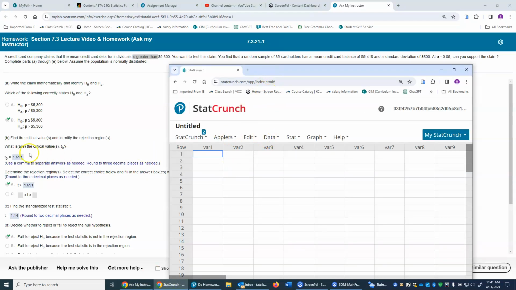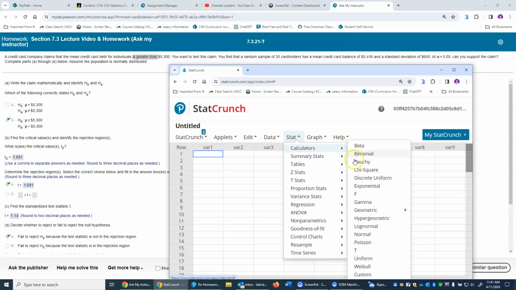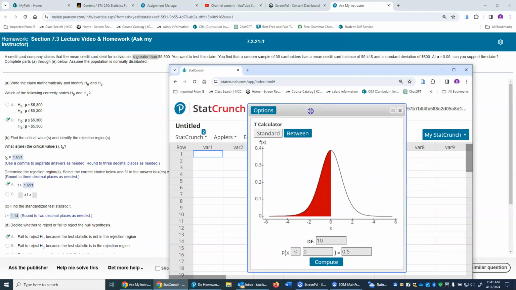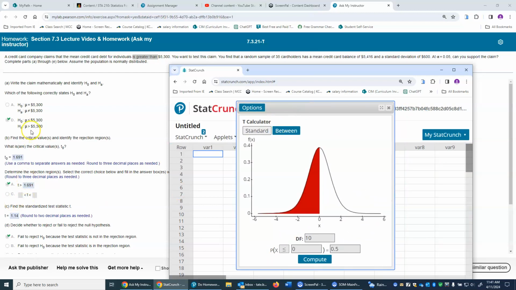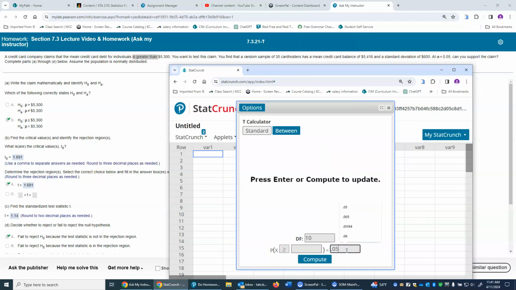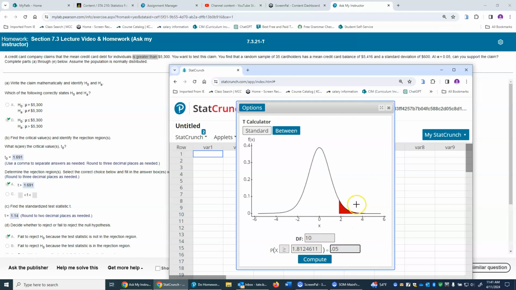So I want to find the critical values, which means I'm going to use one of these calculators. It's a T distribution, so I'm going to use the T calculator here. It's a right-tailed test. We can see that from our hypothesis. And alpha is 0.05, so I put in alpha. That'll be the area corresponding to the area here on the right. And I've got to put in the degrees of freedom here.